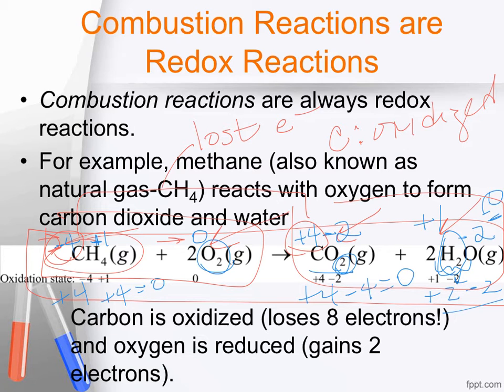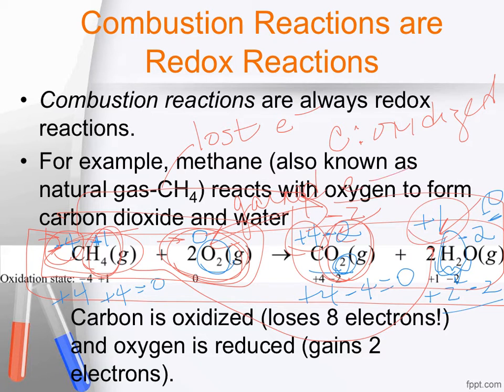So let's look at hydrogen. It goes from a +1 to a +1. Hydrogen did not change. It is not oxidized or reduced. All right, the only element we have left is oxygen. It started with an oxidation number of 0. If we look at oxygen in the carbon dioxide, it's gone to a -2. So 0 to -2 means you have gained electrons. Okay, you've got more negative. So oxygen has been reduced.